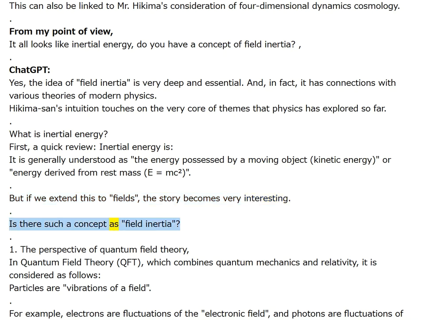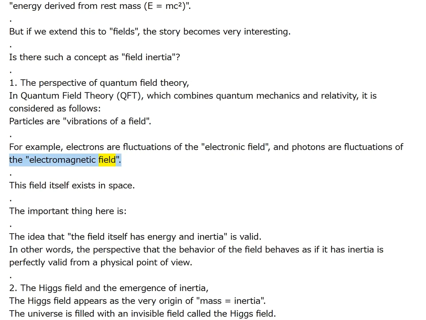Is there such a concept as field inertia? 1. The perspective of quantum field theory. In quantum field theory, QFT, which combines quantum mechanics and relativity, it is considered as follows: particles are vibrations of a field. For example, electrons are fluctuations of the electron field, and photons are fluctuations of the electromagnetic field. This field itself exists in space. The important thing here is the idea that the field itself has energy, and that inertia is valid. In other words, the perspective that the behavior of the field acts as if it has inertia is perfectly valid from a physical point of view.